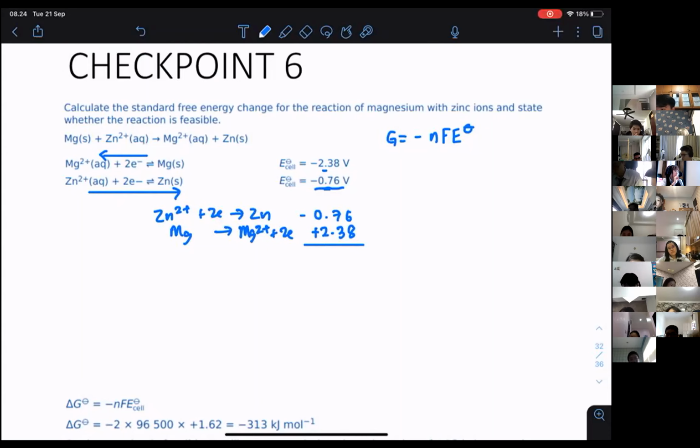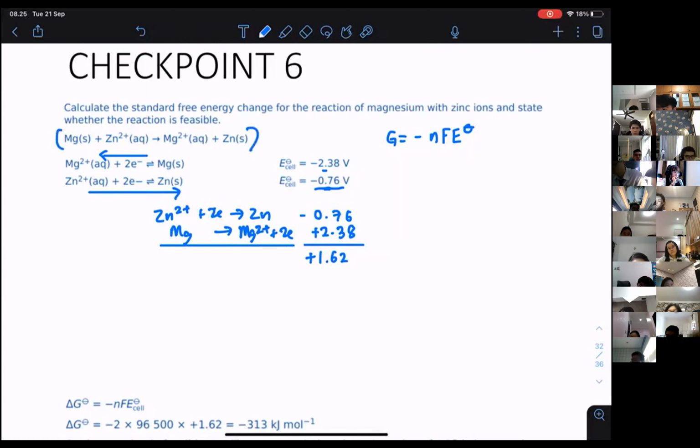Okay, I will get positive 1.62. This is my E value. I calculate the E cell. Once I calculate the E cell, now you look at the electrons. How do we look at the electrons? You see the two electrons will cancel when I add, so I will get this equation. Let's not waste time, okay, to rewrite this.